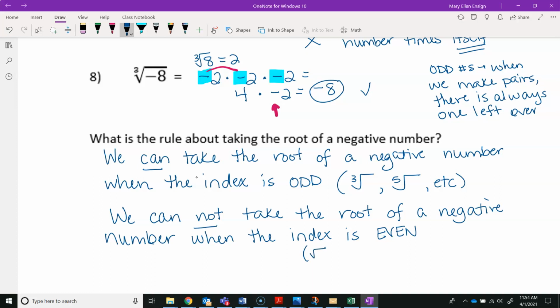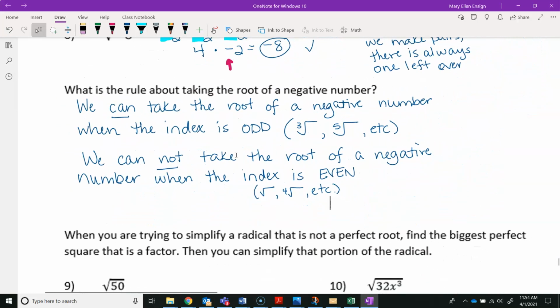So if it's a square root or a fourth root, then we cannot take it, because if it's an even index, that means it's an even number of numbers I'm multiplying, and even numbers of negatives would always match up to be a positive.